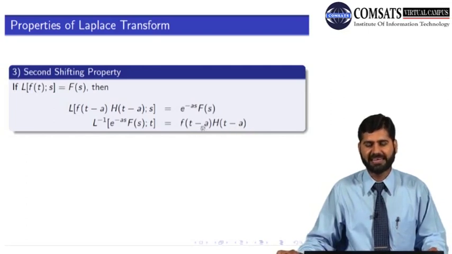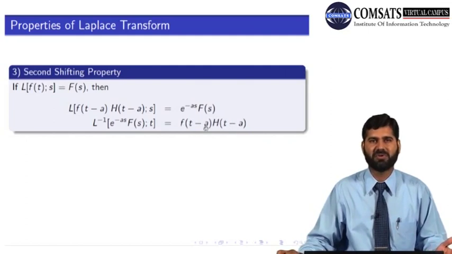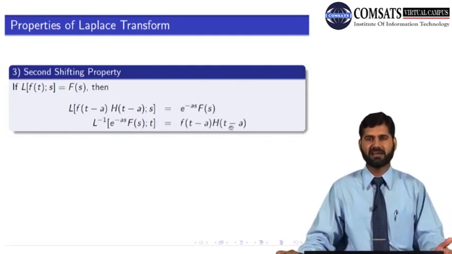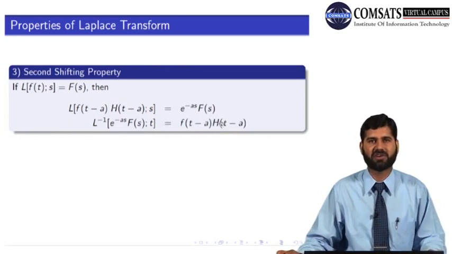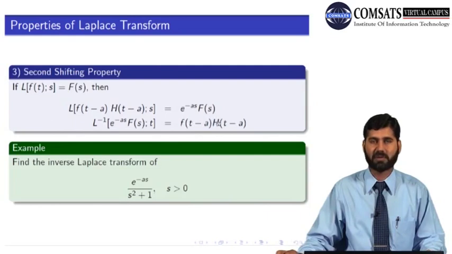It means for t greater than a, you will get this function. For t less than a, it will be 0. All right, Heaviside function means that if t is greater than a, it is 1, so you will be getting the function. But if t is less than a, it is 0, so you are not getting anything. You are getting 0 for t less than a. All right? So this is the second shifting property.